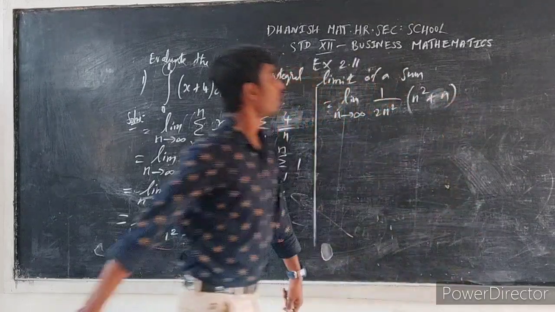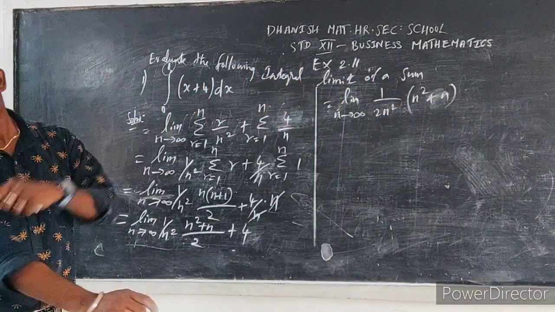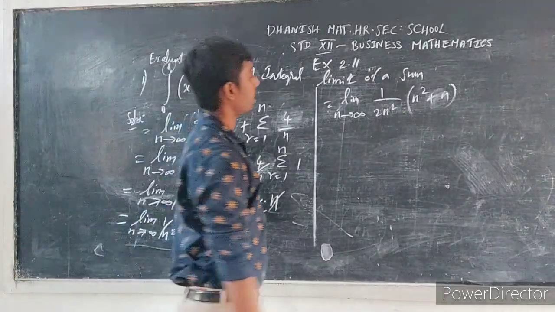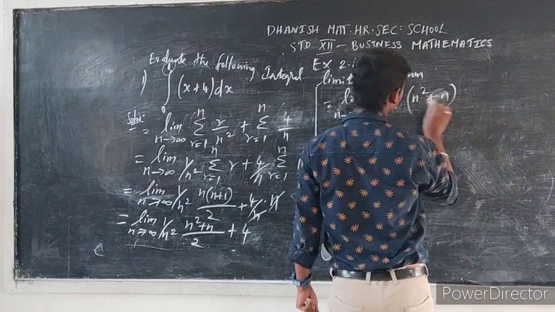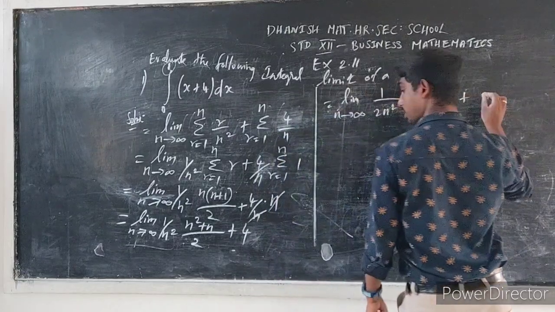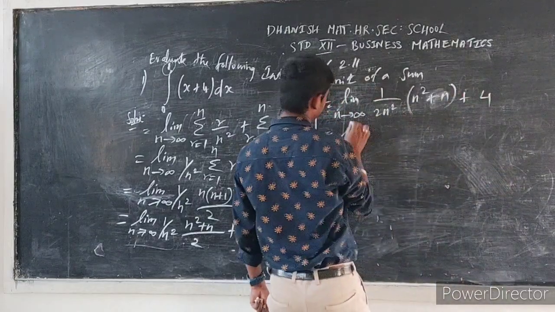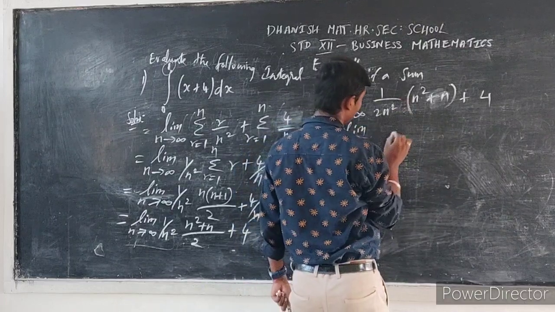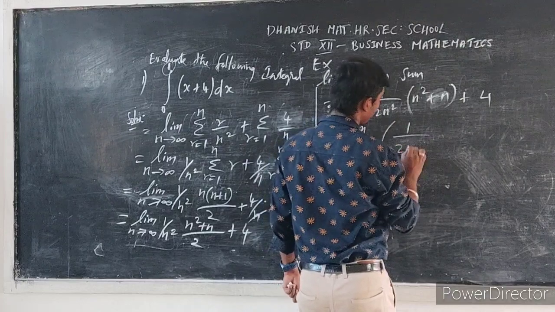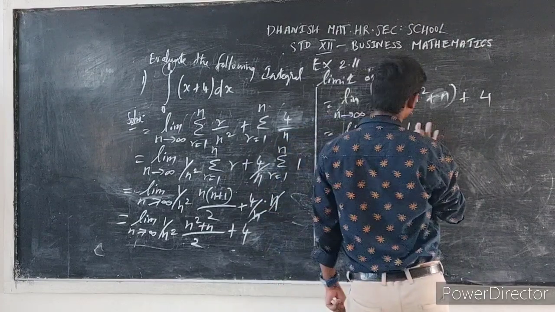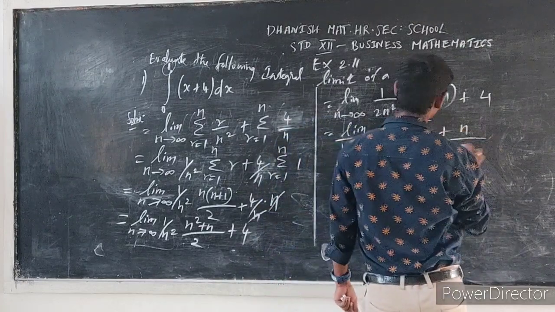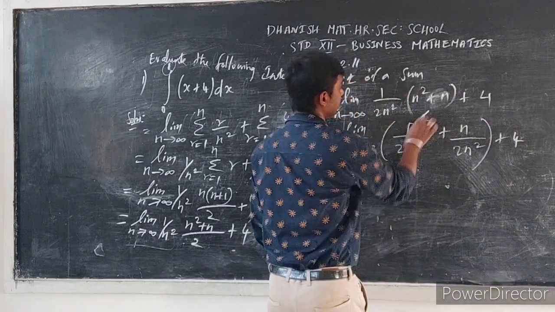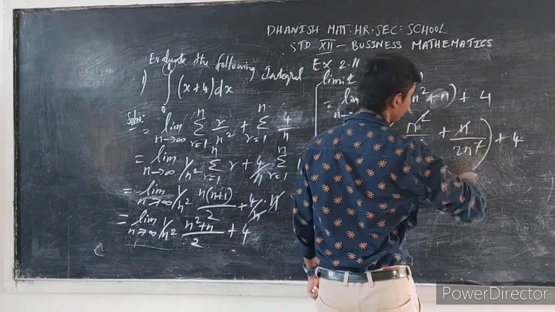1 by 2n square into n square plus 1. So let's multiply into this one. Multiply to this one. Let's take that, n tends to infinity. After, multiply this one: 1 divided by 2n square, here n square plus n divided by 2n square plus 4. Let's cancel this one, then we have to also cancel this one.